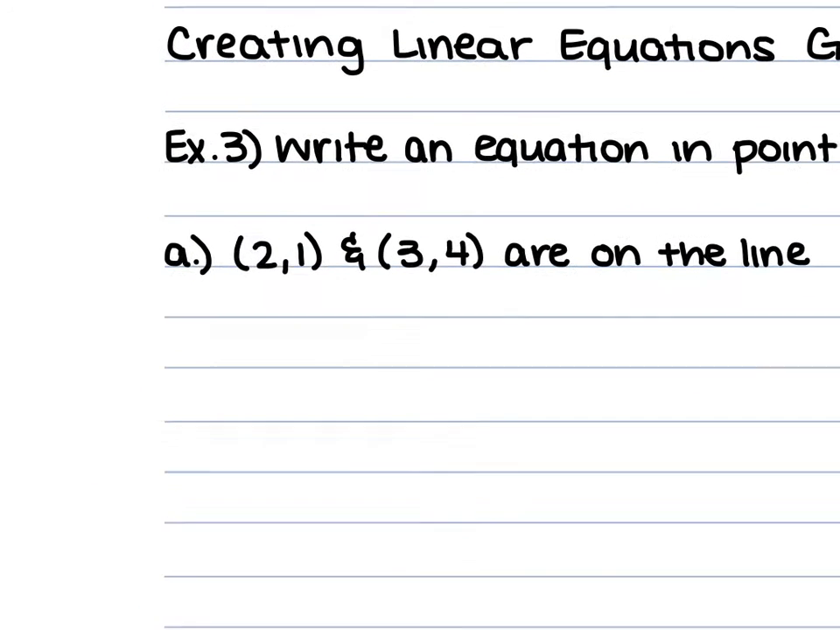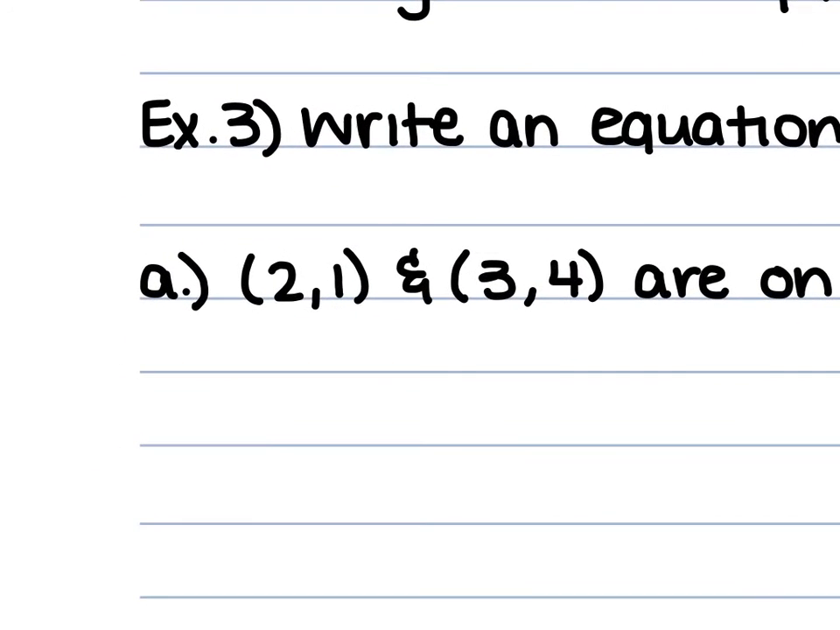So if we look at example A, we have (2, 1) and (3, 4). So find your slope. Remember, y2 minus y1 over x2 minus x1. So we're going to do 4 minus 1 over 3 minus 2. 4 minus 1 is 3. 3 minus 2 is 1. So our slope is 3.